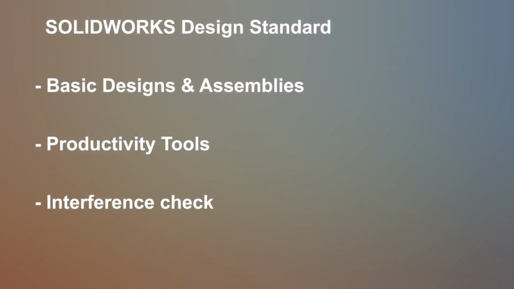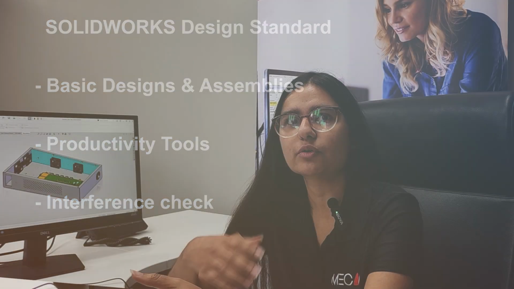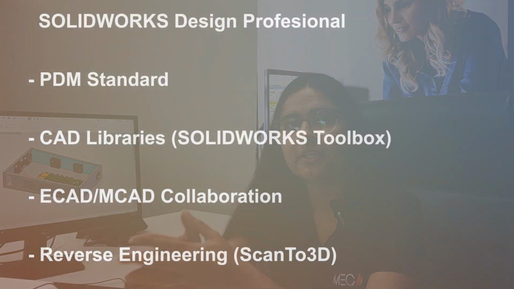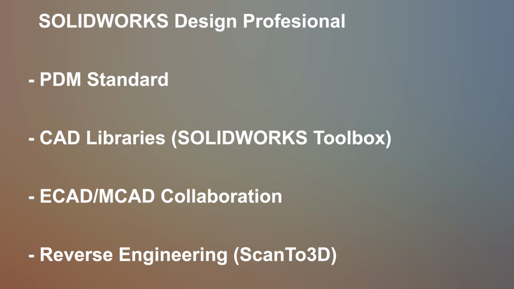We've got 3 packages. You've got your SOLIDWORKS Standard. Included with that, you can basically do your basic designs, your basic assemblies. If you want to go a bit more complex, then you would go into your SOLIDWORKS Professional. Now, included with your SOLIDWORKS Professional, you have access to PDM Standard, so it helps you manage your designs. And it also gives you access to the Toolbox, just making your workflow a bit quicker.